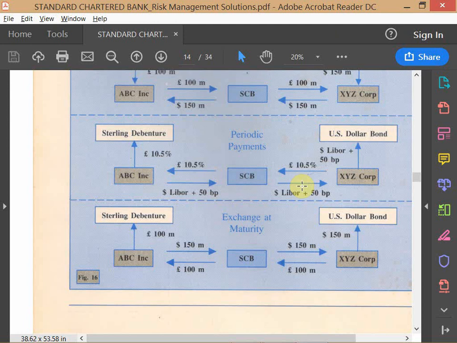So what XYZ is saying to Sanchard is: give me a price for a sterling USD cross currency IRS, where I will receive 3 month dollar LIBOR plus 50 basis points on the floating leg. Now you tell me, in exchange for this, how much do you want me to pay in fixed rate sterling? Is this question clear to everyone? Nikhil, which part are you not following?